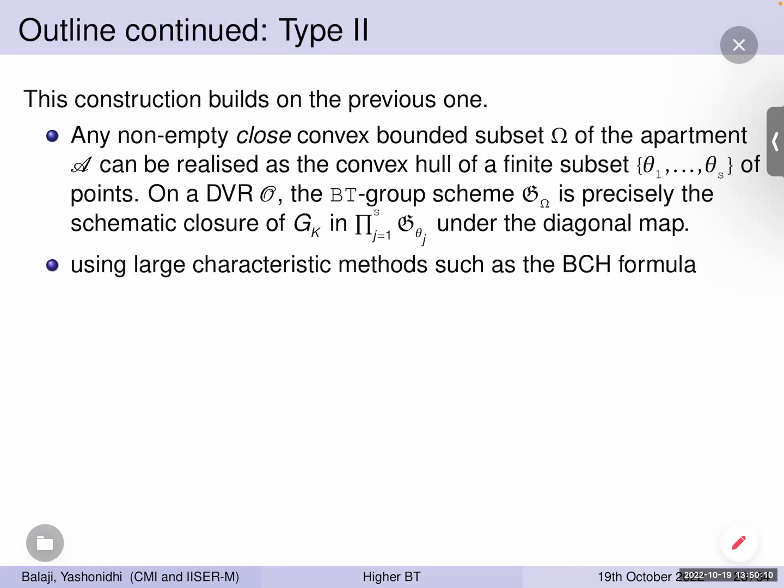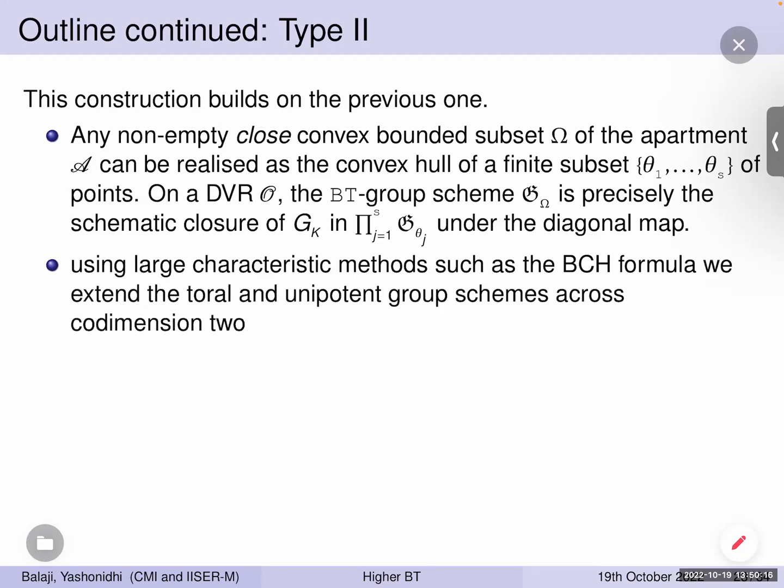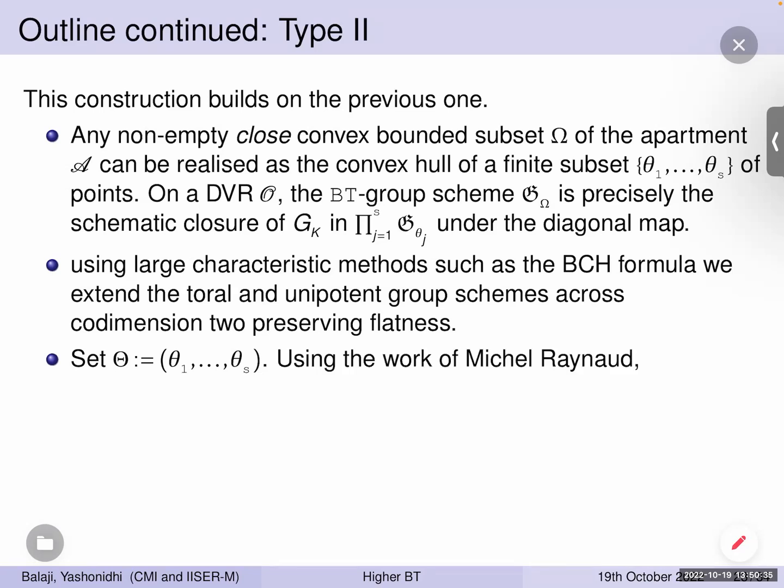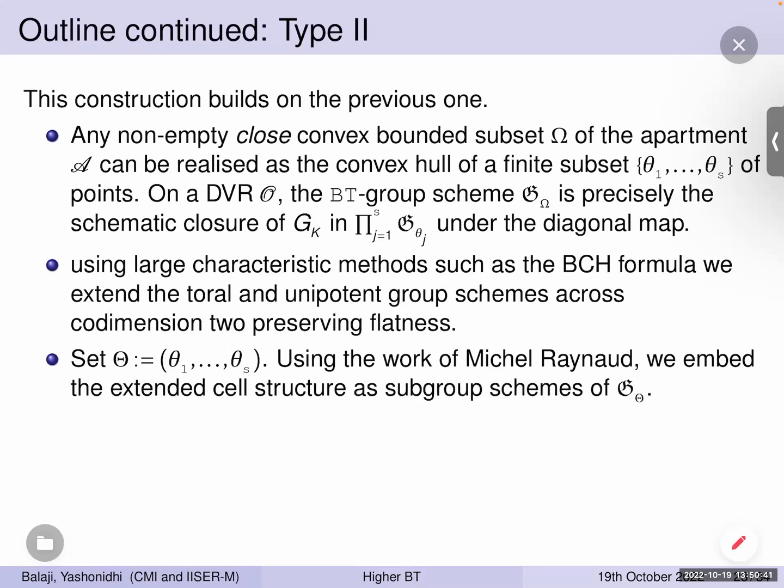Using large characteristic methods, such as the Baker-Campbell-Hausdorff formula, we extend the toral and unipotent group schemes across codimension 2, preserving flatness. We set boldface theta as the S-tuple of points theta 1 to theta s. Using the work of Michel Raynaud, we embed the extended cell structure as a subgroup scheme of G boldface theta, which is a type 1 group scheme.